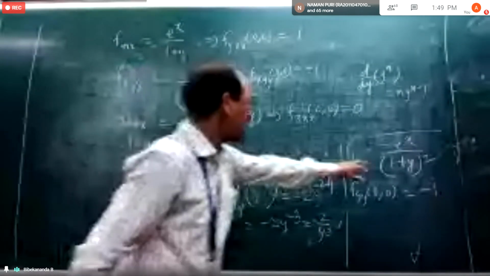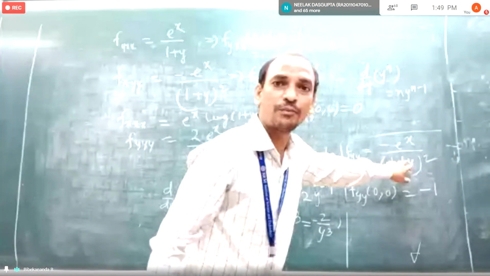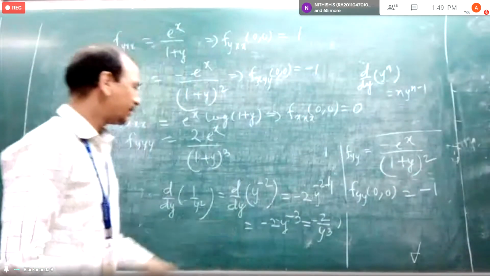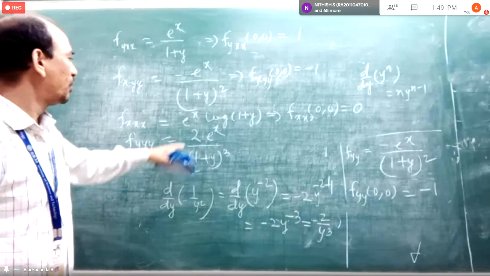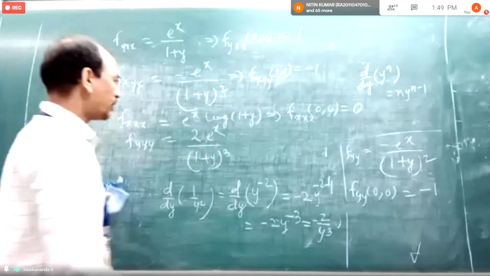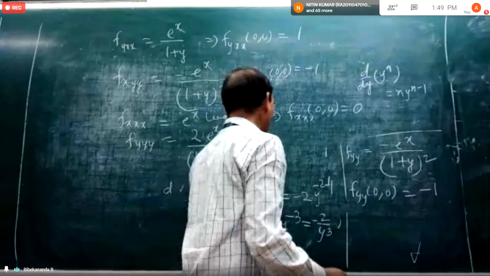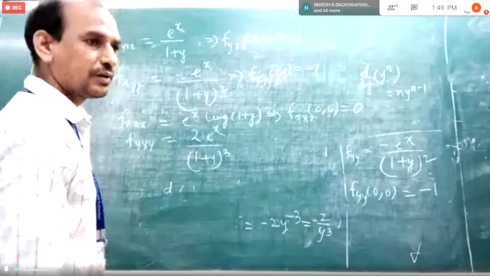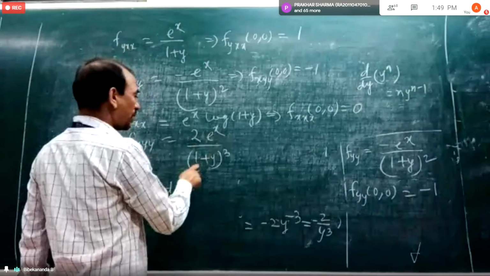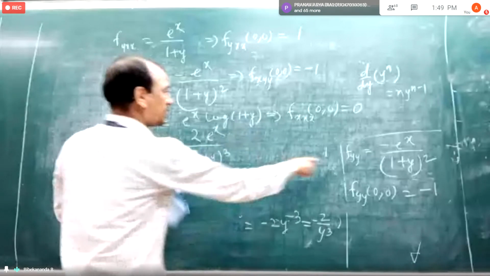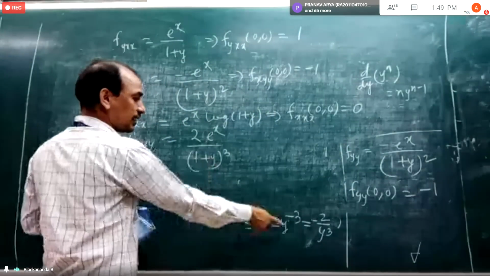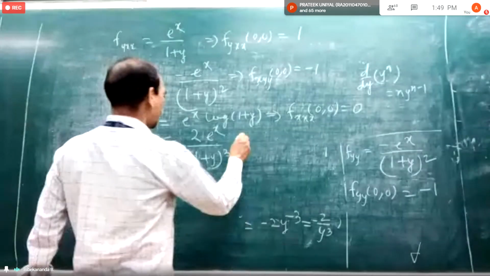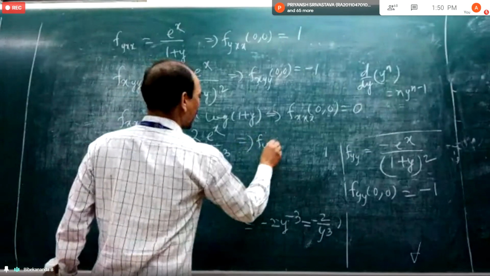But in this case, in place of y, I am having 1 plus y. So what will be the derivative of that one? In place of 2 y, we have 2 e to the power x, minus 2 by 1 plus y cube. Already minus is there here, so that minus and again this minus will be plus 2 into e to the power x by 1 plus y to the power 3. And so what is the value of fyyy at origin?